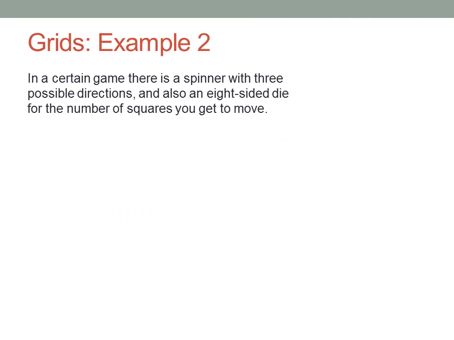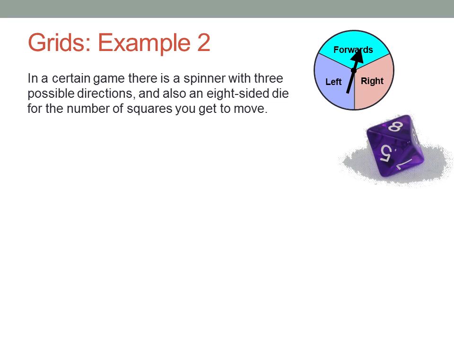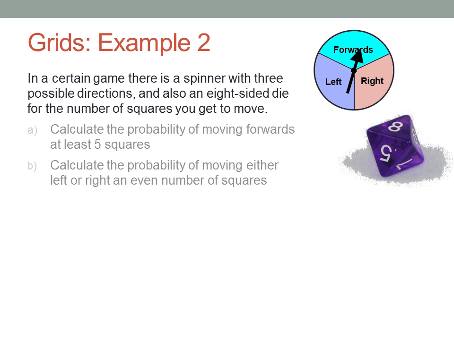And the two parts of the compound event don't have to be the same. Let's imagine a game where there's a spinner to tell you which of 3 directions to go, and an 8-sided die to tell you how many squares you can move in that direction. Let's try calculating the probability of moving forwards at least 5 squares, and the probability of moving either left or right an even number of squares.